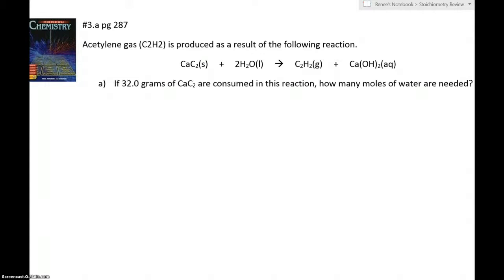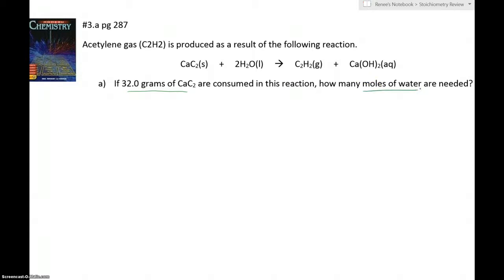I'm going to do number 3A on page 287, and the question reads: acetylene gas is produced as a result of the following reaction. Calcium carbide reacts with 2 moles of water to produce acetylene gas and calcium hydroxide. If 32 grams of calcium carbide are consumed in this reaction, how many moles of water are needed?